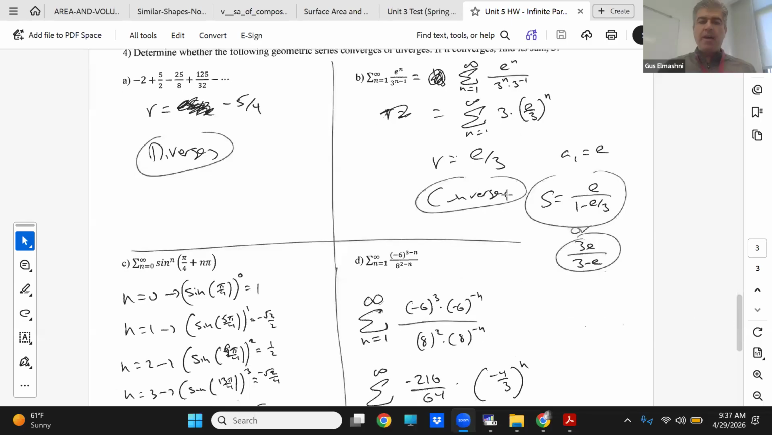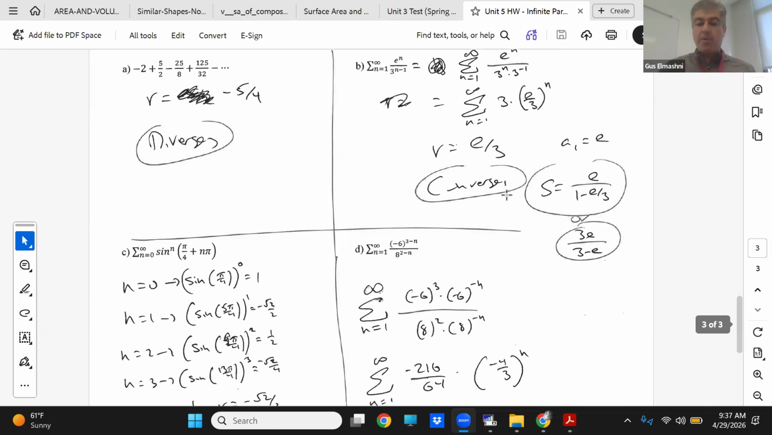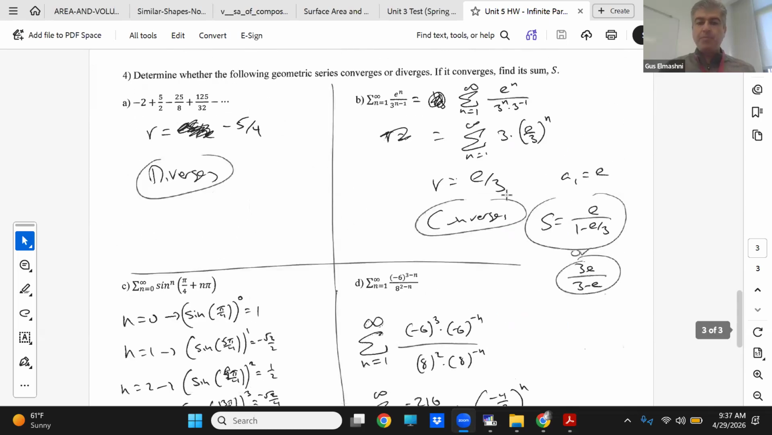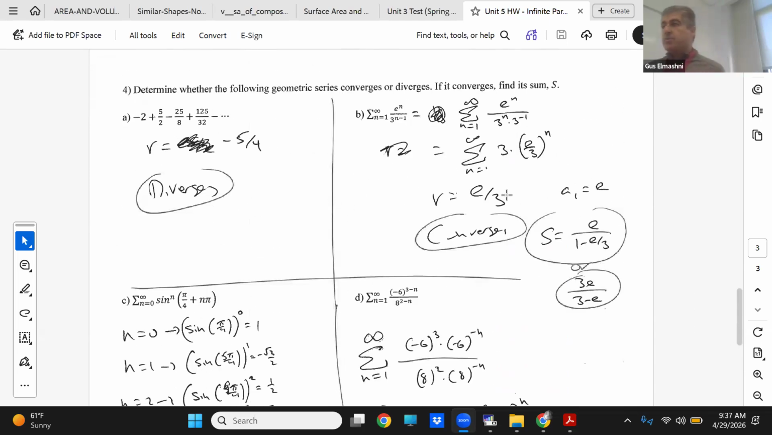For number 4, it looks like most of them, not all of them, are geometric patterns, right? Definitely A is, but the ratio is -5/4, so forget about it. Definitely B, and B is a funky one, right? Because if you use your properties of exponents, you have to get a little creative. So this requires a little algebraic creativity.